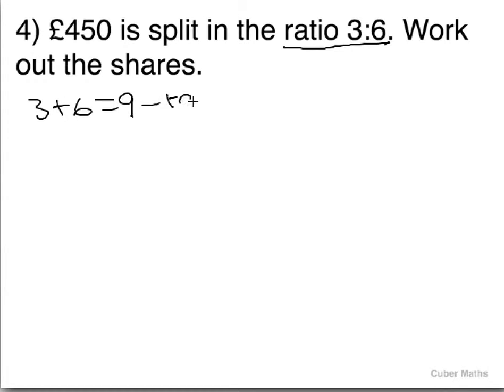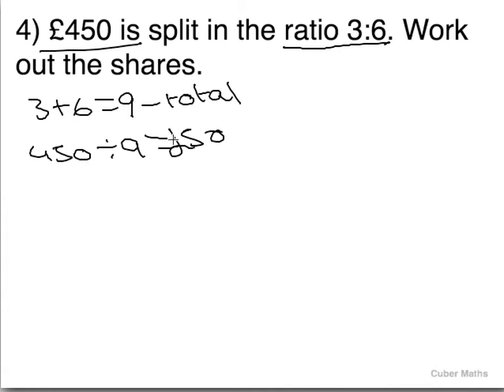Now that's our total shares we know. So we need to divide our 450 by 9. That's going to give us £50. So that's the one share. That's the price of one share.